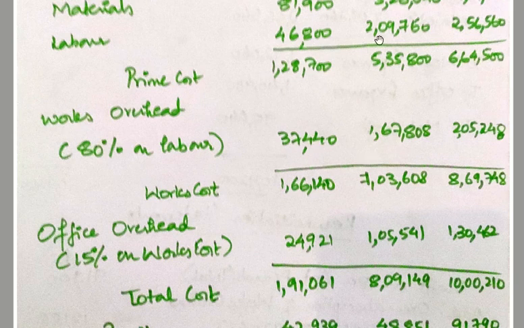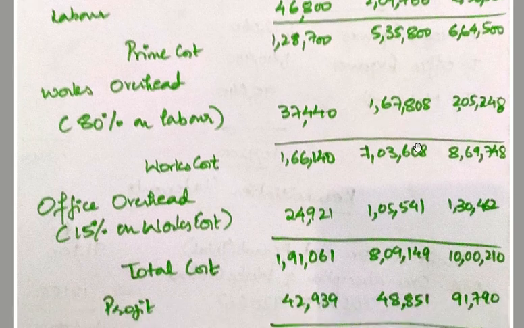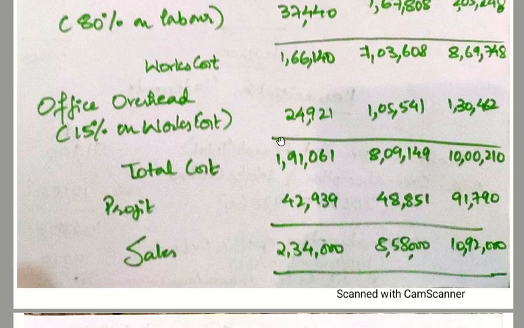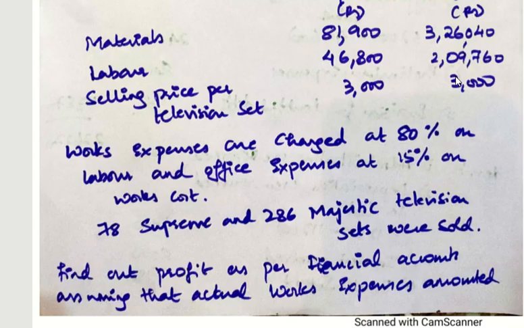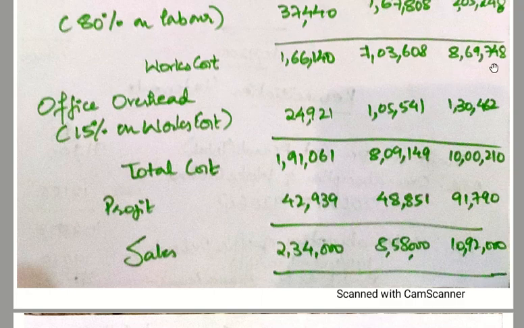40. 80% on 2,09,760, we get 1,67,808. So the total you get 2,05,240. When we add our works overhead to prime cost, we get our works cost, which is 1,66,140 for Supreme and 7,03,608 for Majestic. So the total you get 8,69,748. Now we have the office overheads.